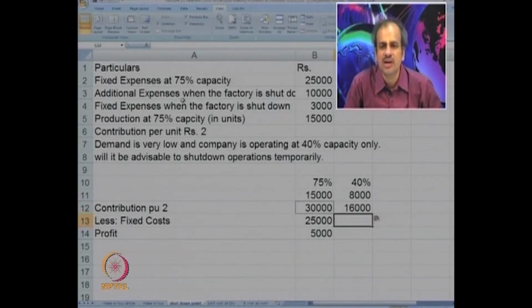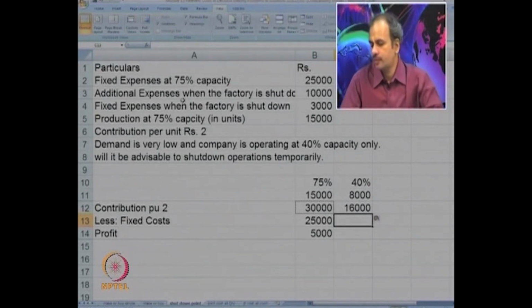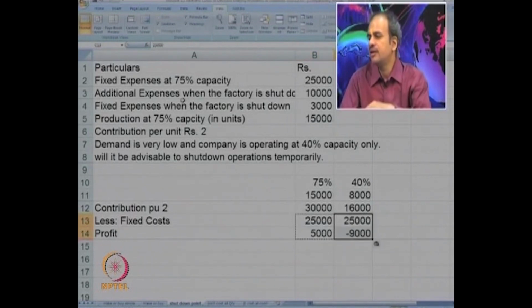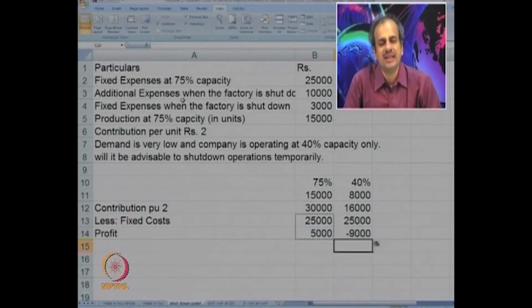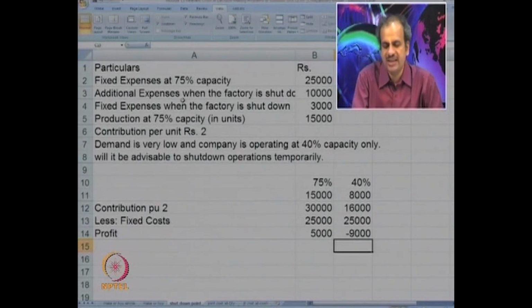$2,000 per unit, so it comes to 16, correct? What will be the fixed cost? Fixed cost remains at 25, so the profit is minus 9, or in other words there is a loss of 9, is it right?